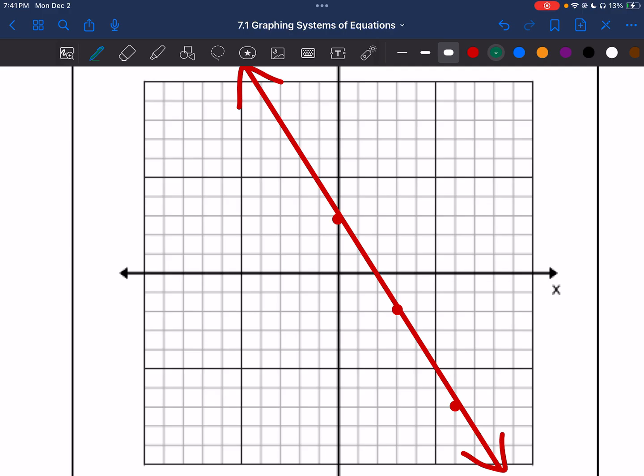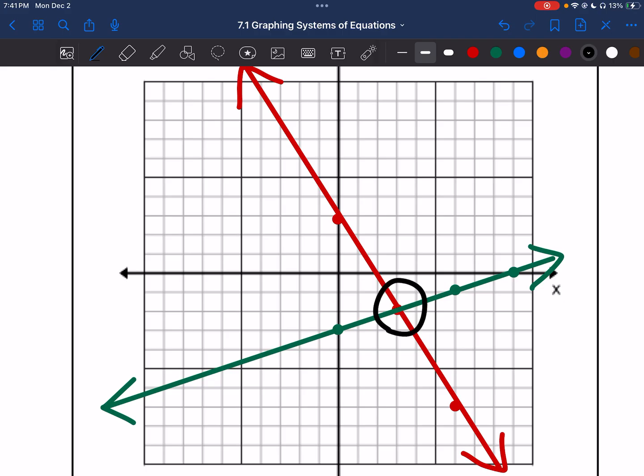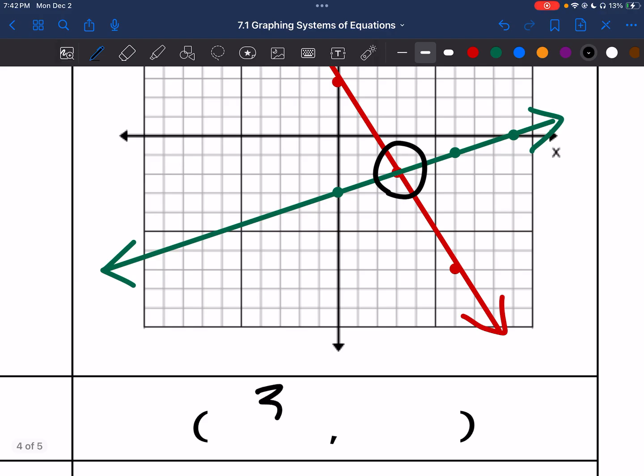And my second equation had a y-intercept of -3 and a slope of 1/3. So I'm going up 1 and to the right 3, up 1 to the right 3. That was 2. Up 1 and to the right 3. That's better. And again, we're going to draw that very shallow line. And we are seeing that we are going to cross right there. And that point is going to be 3, -2.